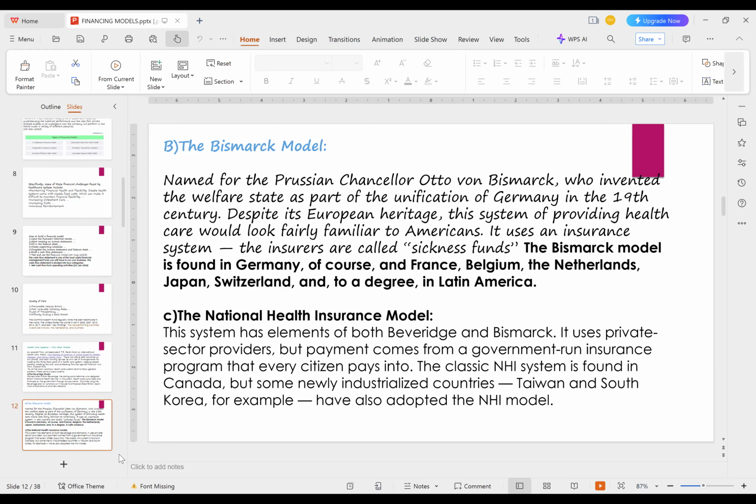The system has elements of both Beveridge and Bismarck. It uses private sector providers, but payment comes from a government-run insurance program that every citizen pays into. The classic NHI system is found in Canada, but some newly industrialized countries, Taiwan and South Korea, for example, have also adopted the NHI model.